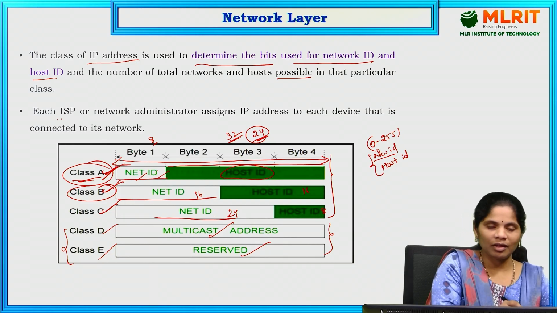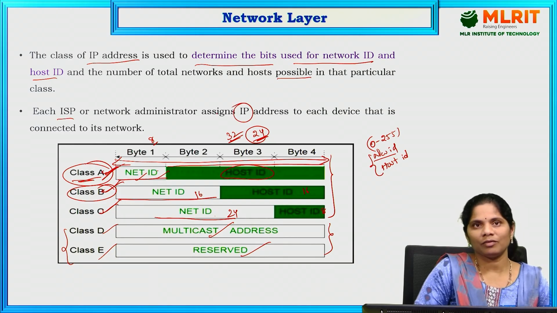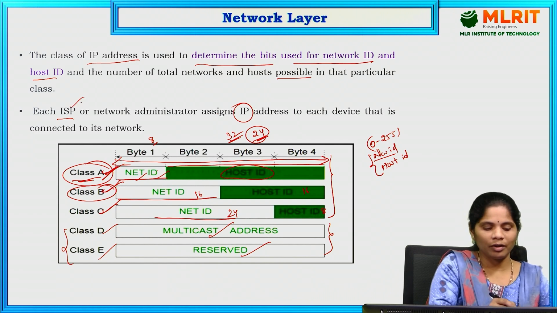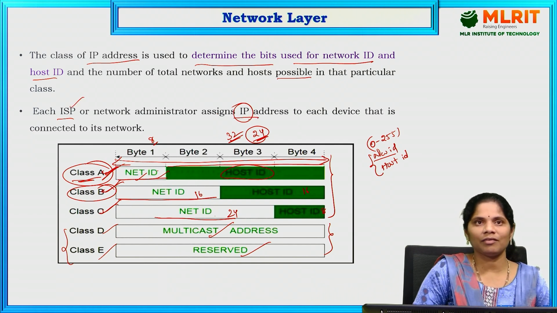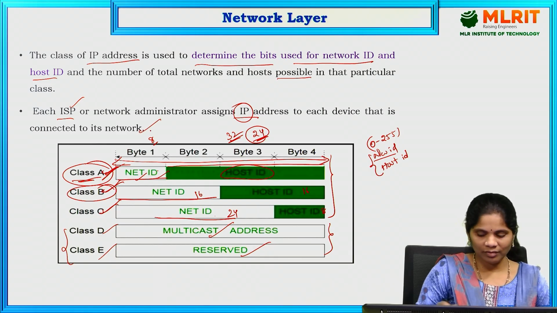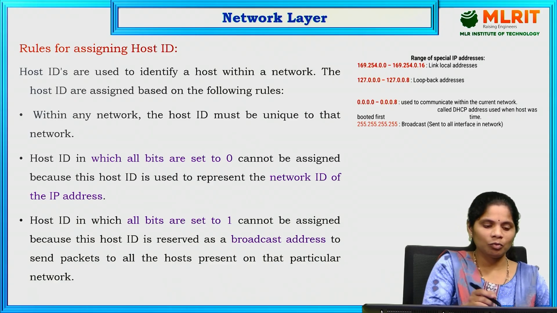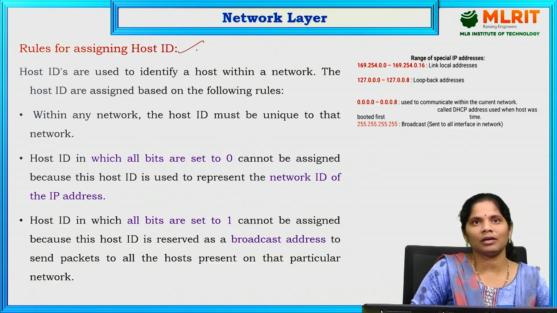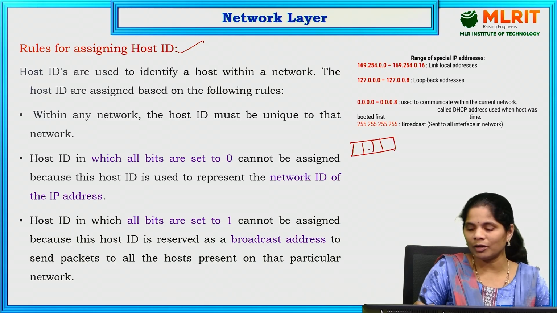Each internet service provider or network administrator assigns these IP addresses. Who is assigning? The internet service provider or network administrator assigns the IP addresses to each and every device connected to each network. So, this is the allocation of class A, class B and class C. At the same time, what are the rules for assigning the host ID and net ID? Already we said that the 4 parts are again divided into 2 parts, that is the network and host part.